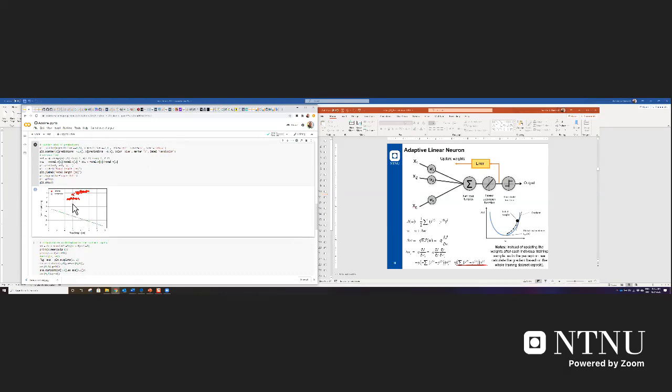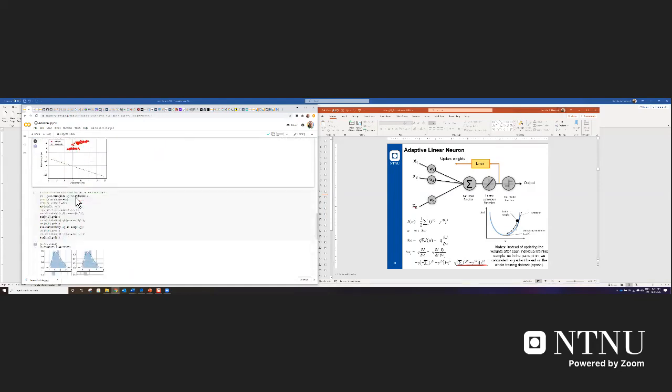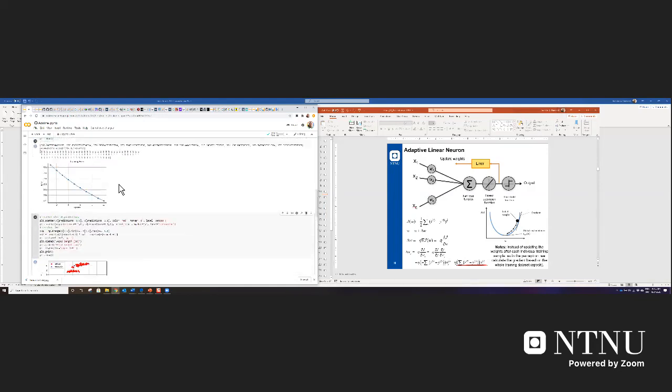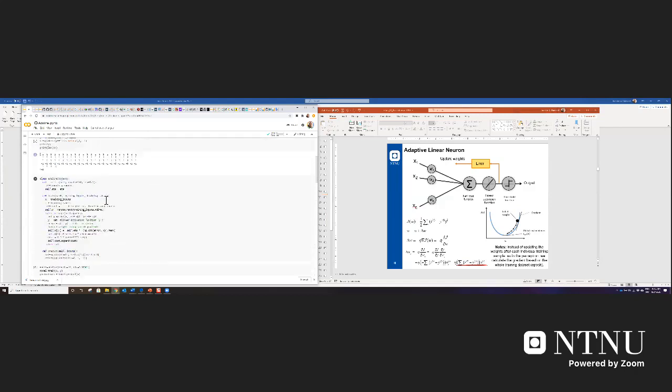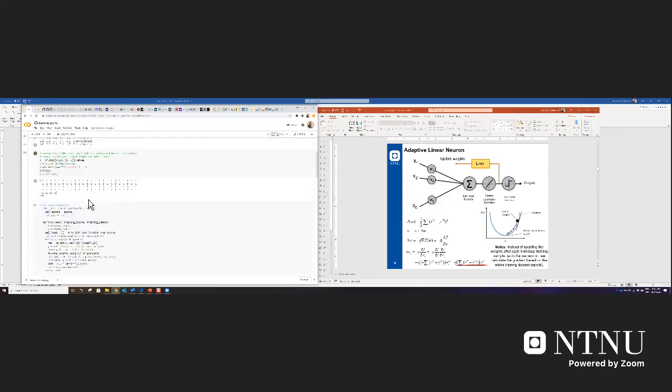50%. Yes, correct, 50%. So the ground truth, in fact, is 50%. So the accuracy now is 50%. But we have lots of problems here, in fact. I don't know why.